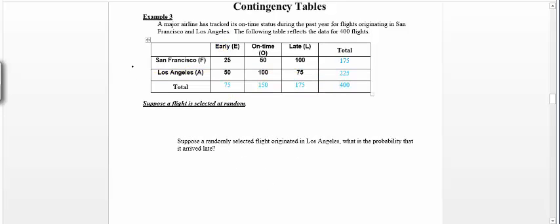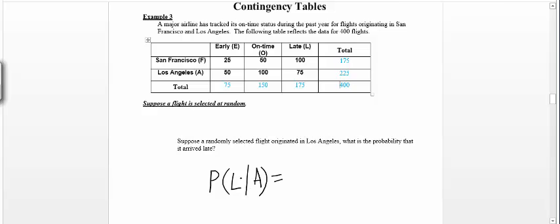Next up, let's look at the question. Suppose a flight originated in Los Angeles. What's the probability it arrived late? Okay, so we got to read this sentence carefully. Something has already occurred. So we're assuming that a flight already originated from Los Angeles. That's given information. We want to find the probability that it arrived late. So the probability that it's late given is from Los Angeles.